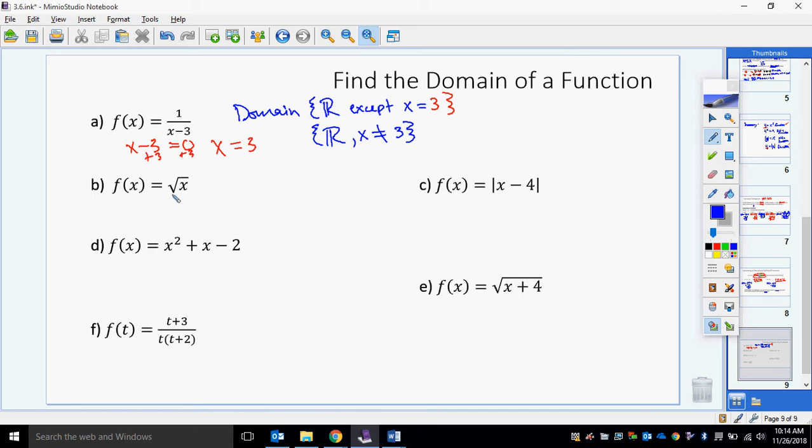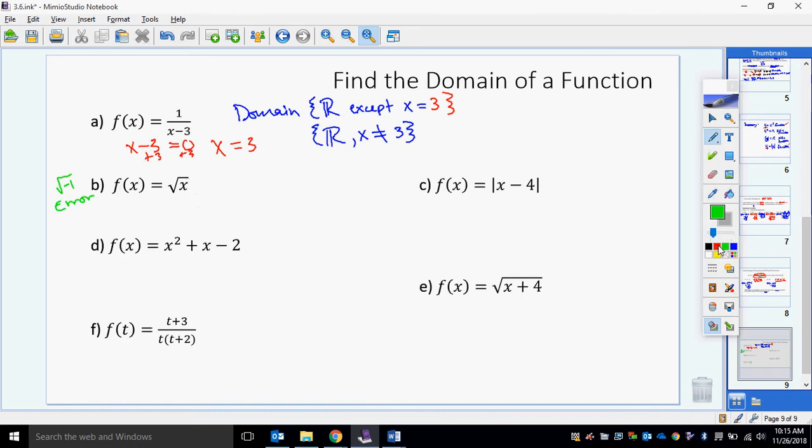What about when we have square roots? Is there any number that we don't like underneath a square root? Well, can we take the square root of 0? Sure, it's 0. Can we take the square root of positive numbers? Yeah. Can we take the square root of negative numbers? No, we cannot. Like the square root of negative 1 in your calculator, that would pop out as error. So we don't want any negatives underneath our radical.